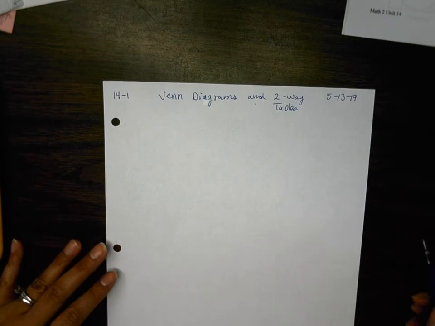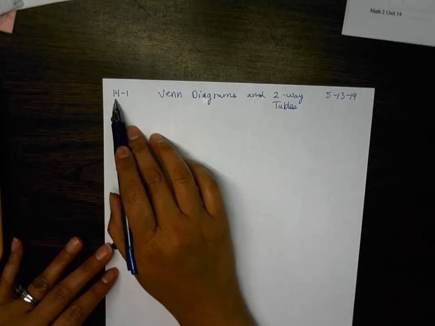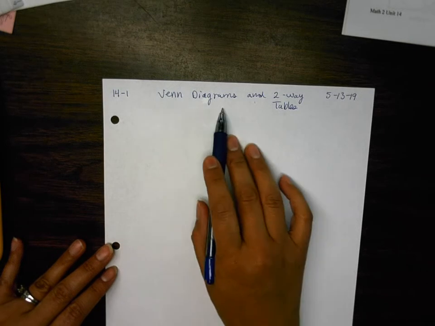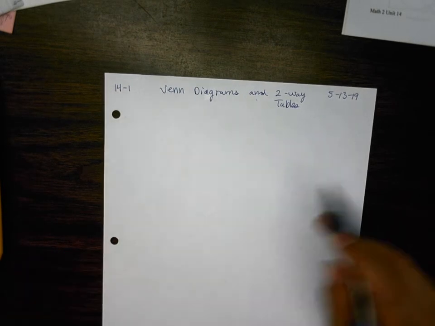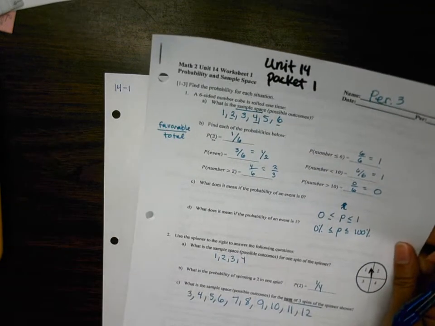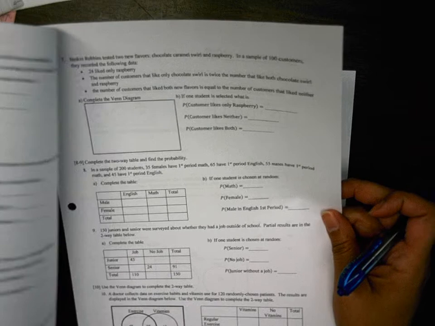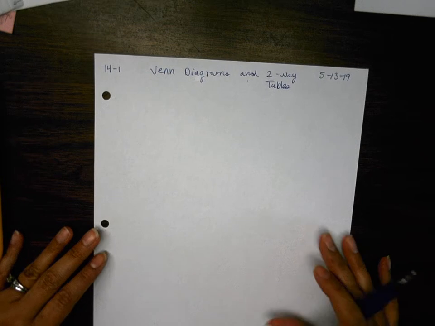Okay, Math 2, Unit 14, Lesson 1, Venn diagrams and two-way tables. Remember when I gave the packet out last week, we only did the first page of worksheet 1. There are still 2 more pages inside. There's the second, there's the third. So these are the notes we're going to do right now. The first part we did together in class. The rest I'm giving you as notes, and then you can finish the worksheet.